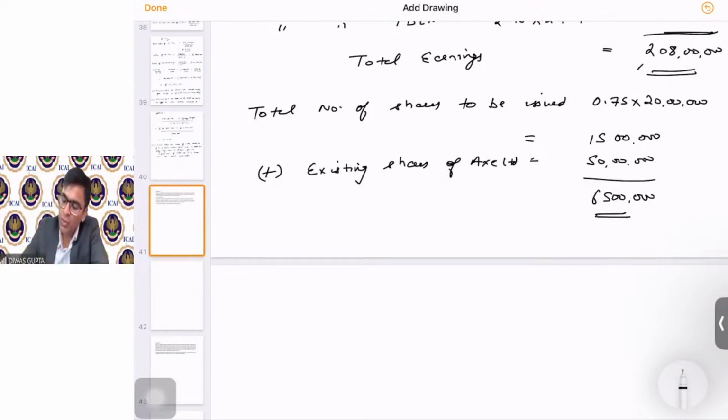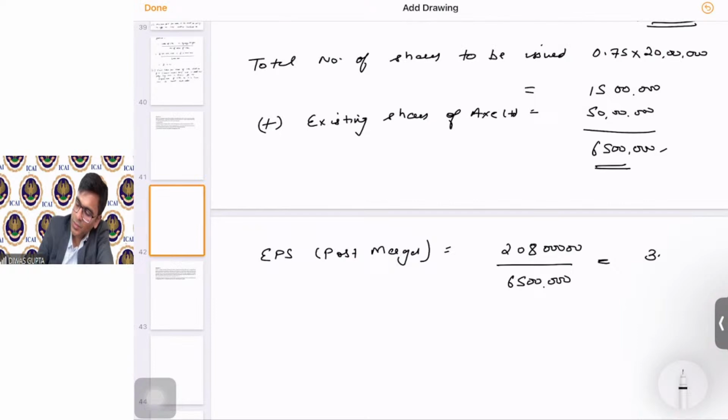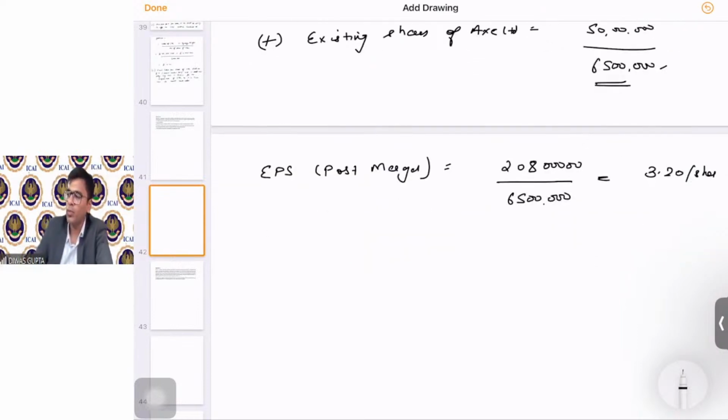So 2 crore 8 lakhs is going to be the revised earnings at a totality level because there is no synergy. We are not touching upon that. And 65 lakhs is going to be the number of shares. So EPS post merger will be equal to 2 crore 8 lakhs divided by 65 lakhs. So this brings us to 3.20 per share. Yes, 3.2 per share. So EPS post merger comes out to be 3.2 per share.